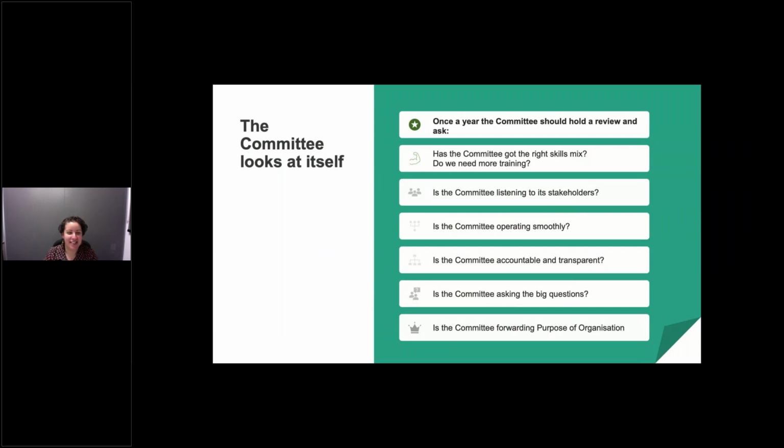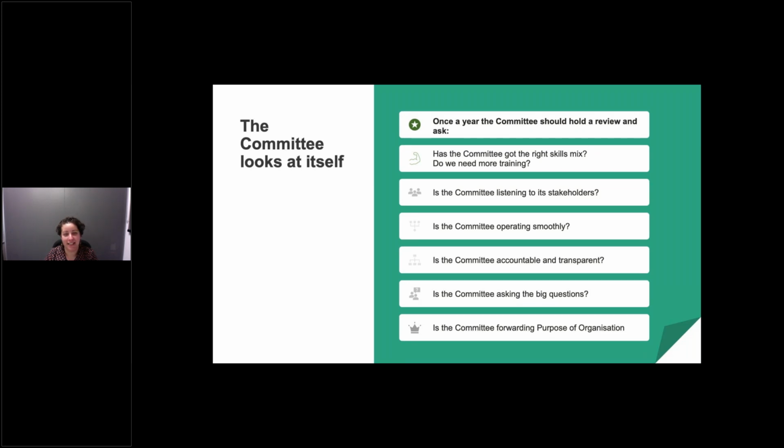Okay, so this is where the committee looks at itself. This is that self-review that we're talking about. We'll go into a little bit more detail about this. So the committee, once a year, should perhaps do a self-assessment tool like the one I mentioned that VCOSS has, but also hold a review and ask questions of themselves. Has the committee got the right mix of skills? Do they need more training?